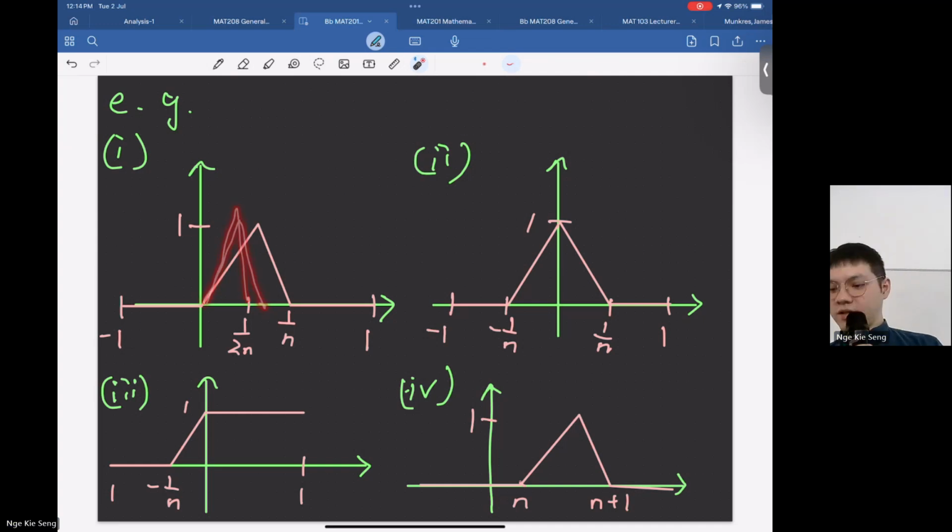Imagine or not? When n gets big, you get 1 over 2, 1 over 3, 1 over 4, 1 over 6, closer to 0. Does it make sense? Okay. How about question 2? What happens when n gets large?